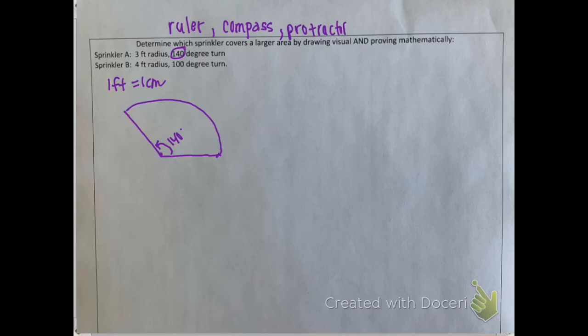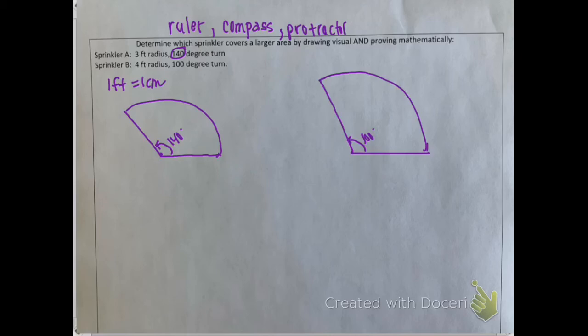The second one has a 4-foot radius. So I'm going to draw my center here. I'm going to use my ruler. So 4 feet would be 4 centimeters for our scaled version. So here's 4 centimeters. 100 degree turn. So again, using a protractor to make a 100 degree turn, I will say 100 degrees is right here. Your radius will still be 4 centimeters, and then you can use your compass to make a circle.